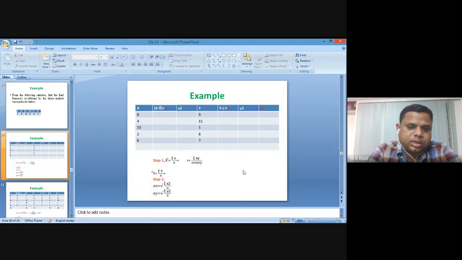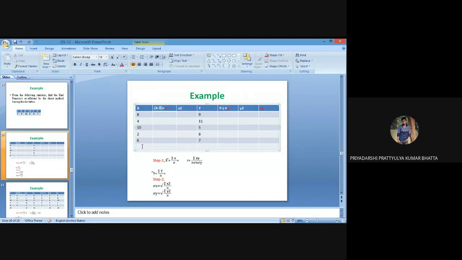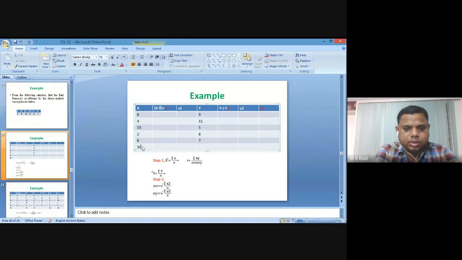Then the first step is you have to calculate the mean of x, that is x bar equals summation of x divided by n. I repeat, in the first step, you have to calculate the mean, that is x bar equals summation of x divided by n. So what is the summation of x here? 30. Summation of x is 30. Clear? And what is the value of n? 5. 1, 2, 3, 4, 5. Clear?